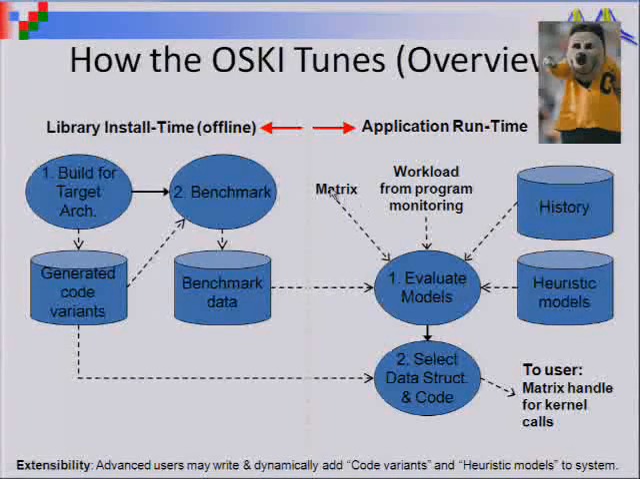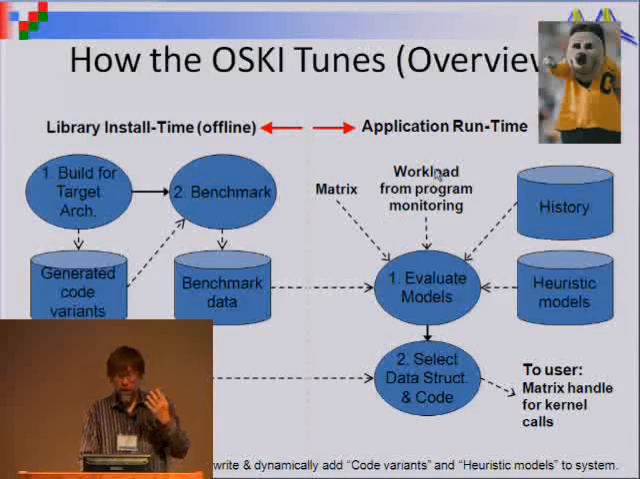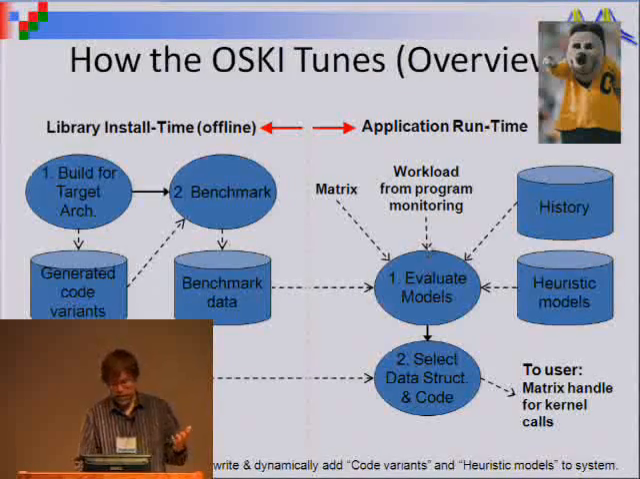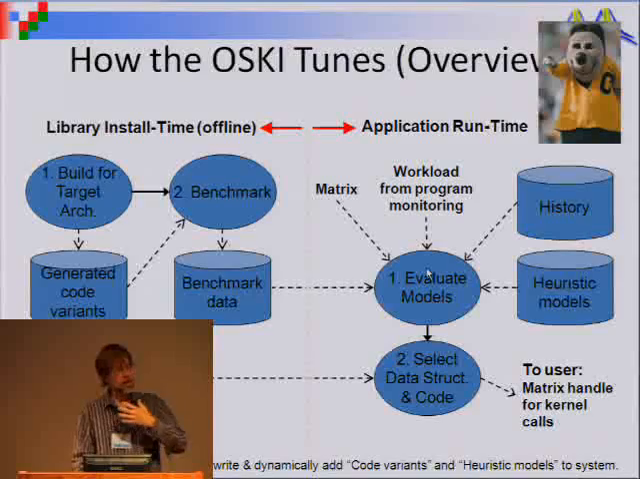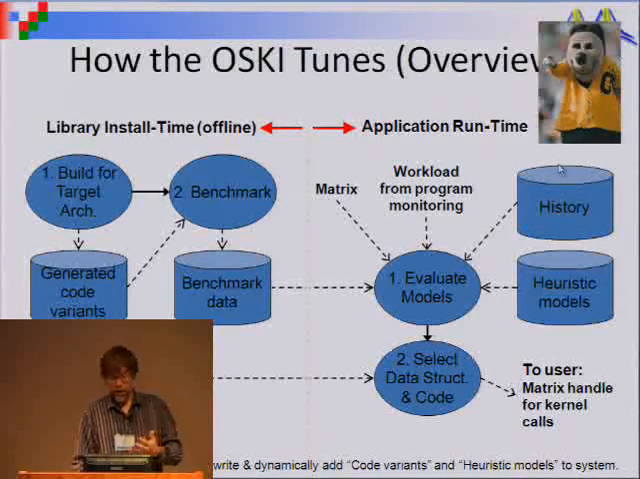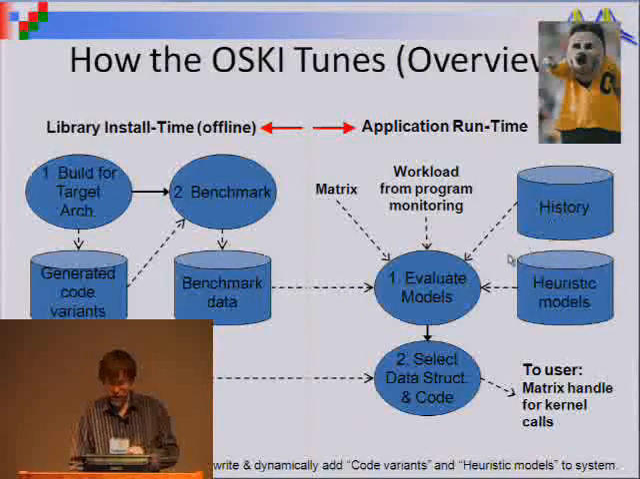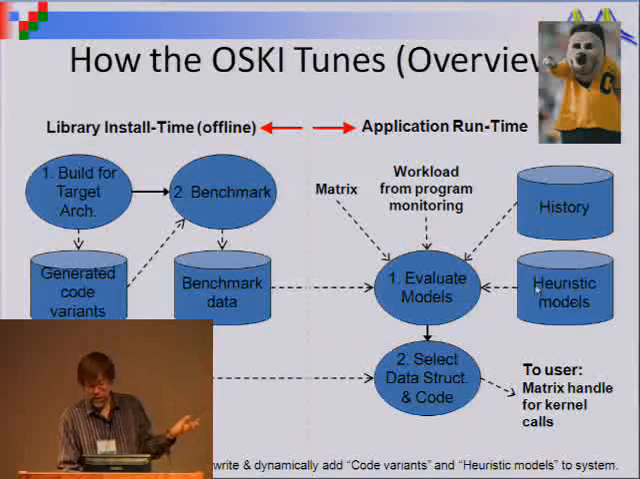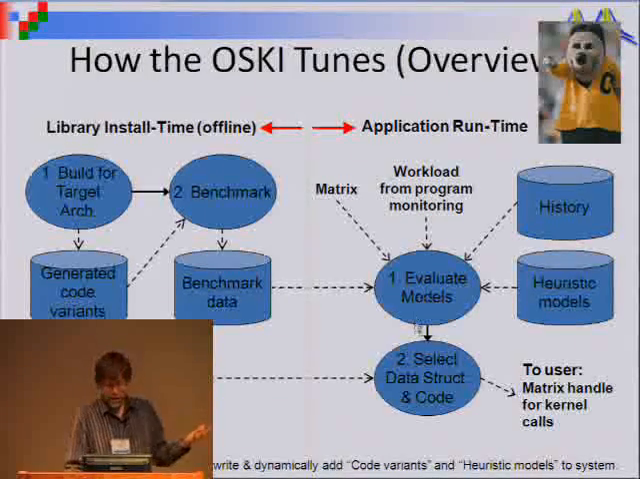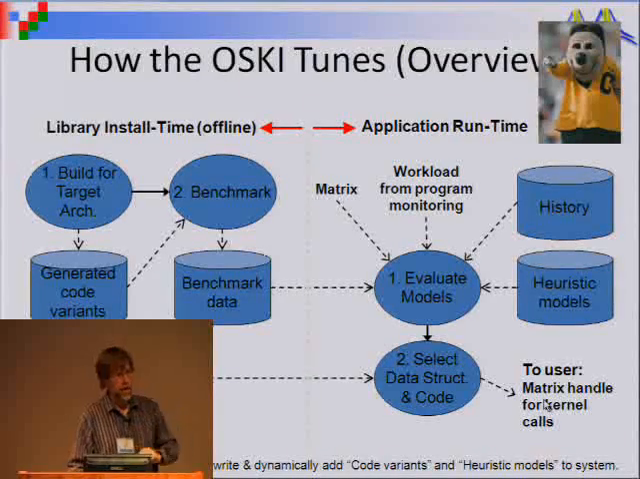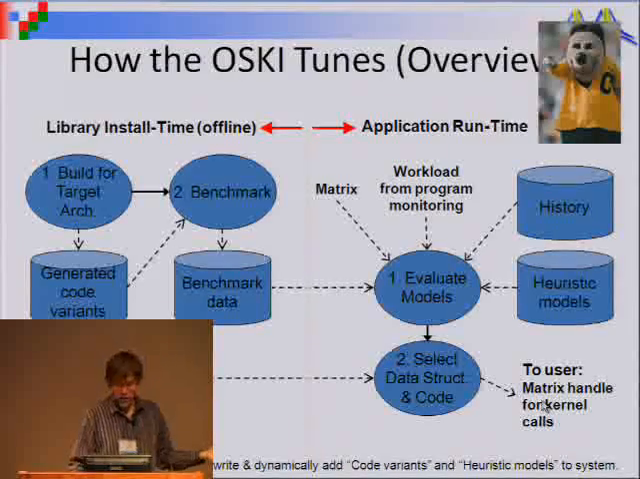The code is going along. The matrix becomes available. You also have a workload. OSKI monitors your program. It says, oh, you've done a lot of matrix vector multiplies, or you're doing not just multiplications by A, you're multiplying by A transpose. It keeps track of all that and monitors your workload. You can also tell it to use its history, right? Same matrix as yesterday. Then it takes those models, which I gave you a hint about, and evaluates them at runtime, and picks what it thinks is the best data structure. It reorganizes your matrix for you and hands you back a handle, sort of an object-oriented opaque handle, that you can use to call matrix multiply with.